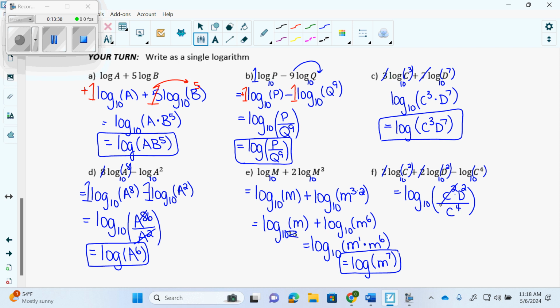Now, 2 of these can cancel off 2 of these. So I'm left with log base 10, which I don't have to write the 10, d squared over c squared. So they could leave it like that, or they could technically write it as log d over c all squared, right? It just matches what they have. Okay?